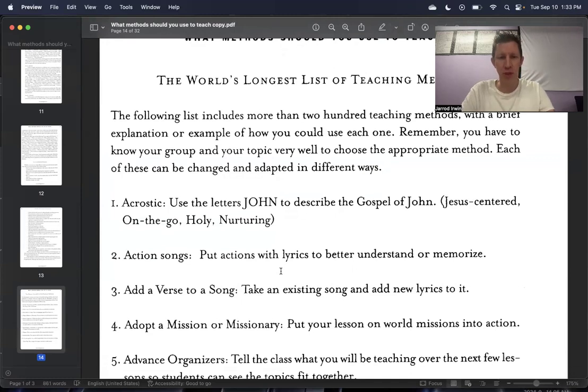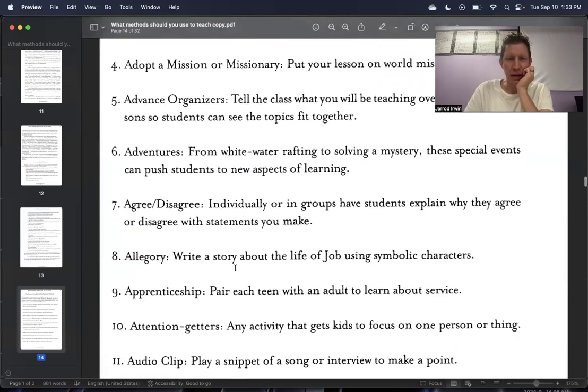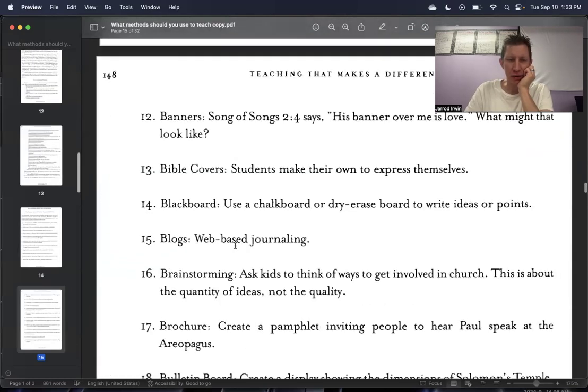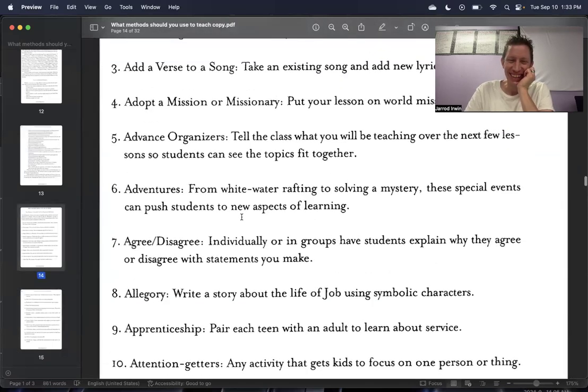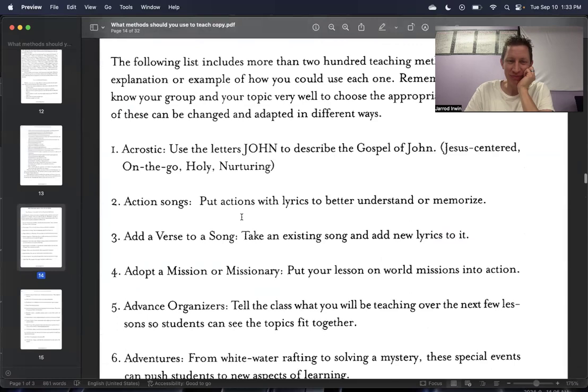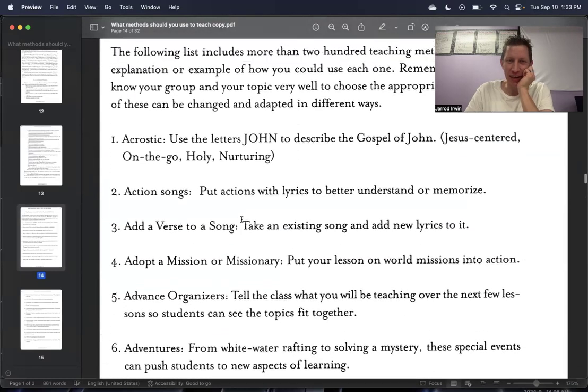What do you guys think? Should we go through this list together? We don't have to expound on each one. I don't think I've actually made it all the way through this list before. Let's just do it. You want to? Yeah. Come on.